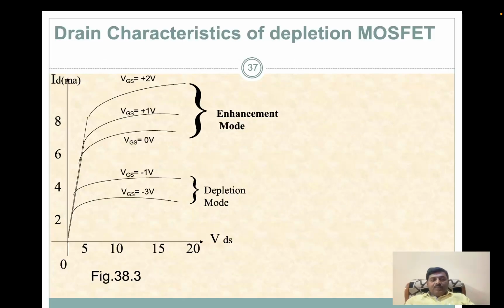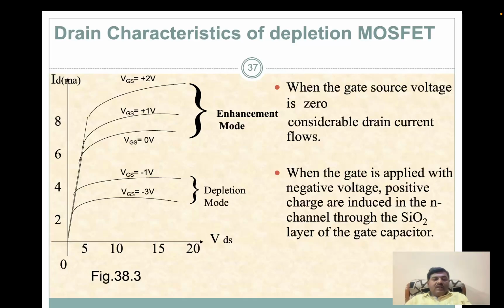So here you can see the characteristics, or we call it the drain characteristics, of a depletion MOSFET, where it is in depletion mode and enhancement mode. Whenever the VGS voltage is negative, you can call it depletion mode. Whenever VGS is positive, you call it enhancement mode. When the gate source voltage is 0, considerable drain current flows. When the gate is applied with a negative voltage, positive charges are induced in the N channel through the SiO2 layer of the gate capacitor.